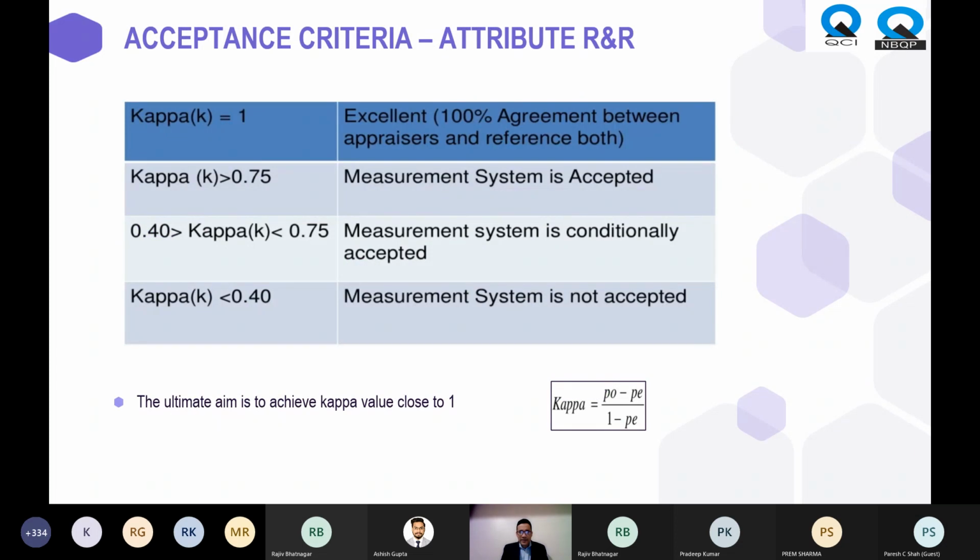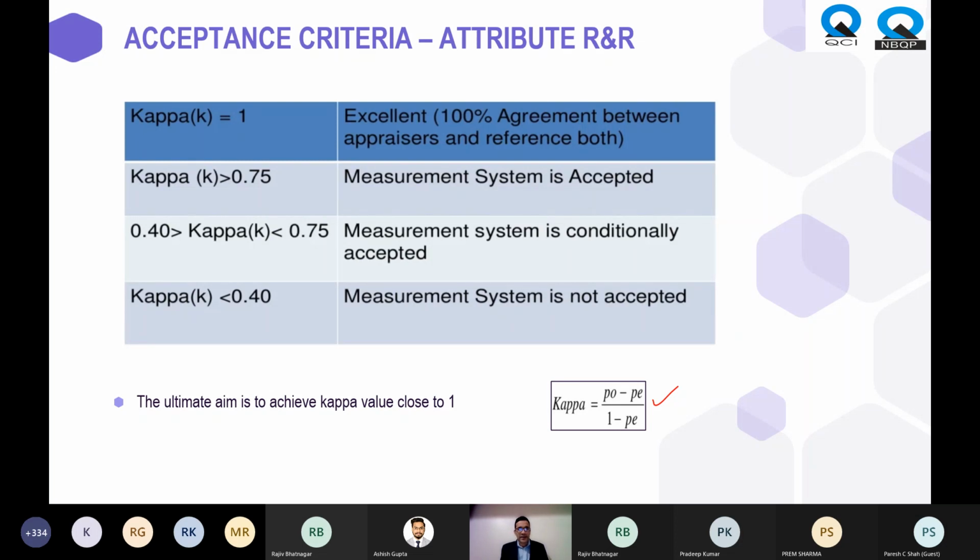Like in continuous data, if it's less than 10%, we accept it. In attribute data, we generally use the kappa value. The kappa is calculated with this formula. So the ultimate aim is to achieve a kappa value close to 1. If I am getting close to 1, this means there's 100% agreement between my appraiser, meaning the operator, and the reference value. Reference value means the quality head or the master who has said, okay, this is scratch, this is having scratch. So operator and master, the reference value, are the same. If in all cases these values are the same, my kappa value will be 1.